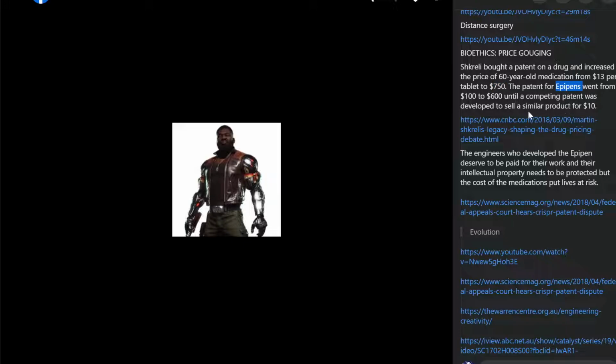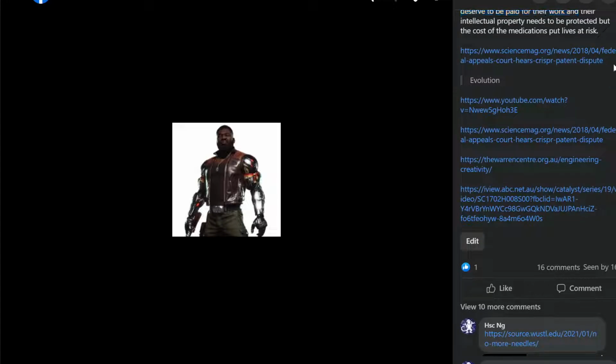The price for EpiPens went from $100 to $600. They used to be $100 until the company that was competing with EpiPen went out of business. They had a couple of problems where people misused them and people died, and they went out of business. And then once they went out of business, EpiPen was able to, I don't know what you call it when you multiply something by six times, not triple, but triple then double, so six times their price. And a competing open source product was made for $10. Now, obviously, the engineers who developed the EpiPen deserve to get paid, but perhaps there should be some limitation.